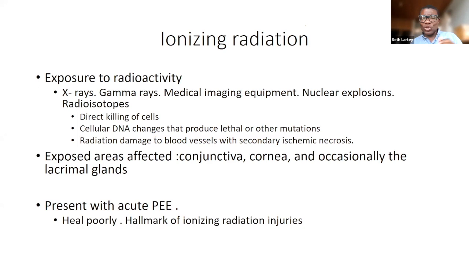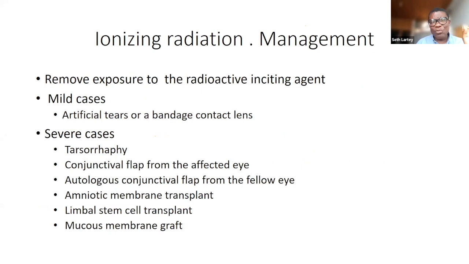Because the radiations are external, the external surface, the conjunctiva and the cornea, are usually affected. Occasionally, the lacrimal gland may be affected. The hallmark is that when you have a radiation injury, healing is very poor. So punctate epithelial erosions heal very, very badly. The thing to do is to remove the patient from the radioactive substance. In mild cases, artificial tears and bandage contact lenses may be all that is needed.